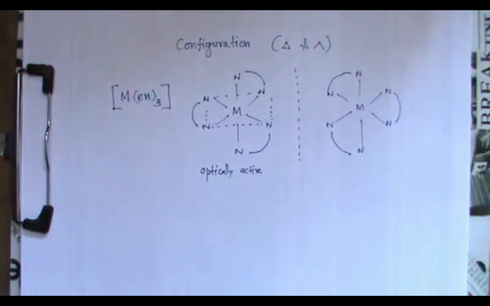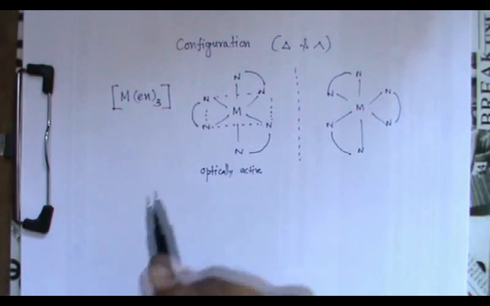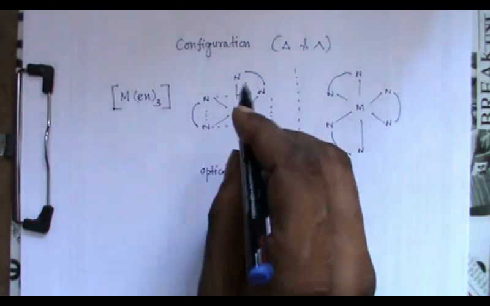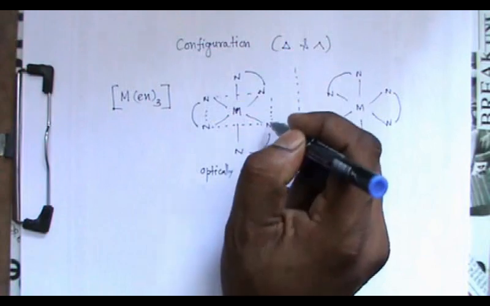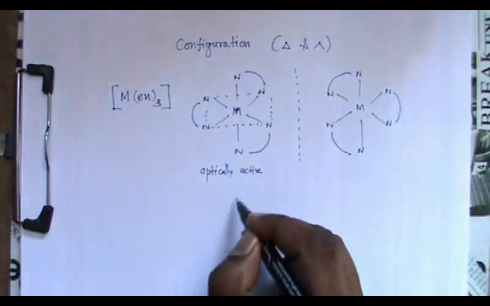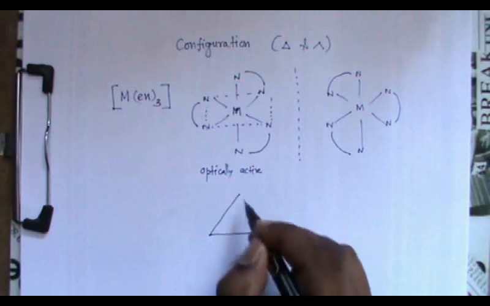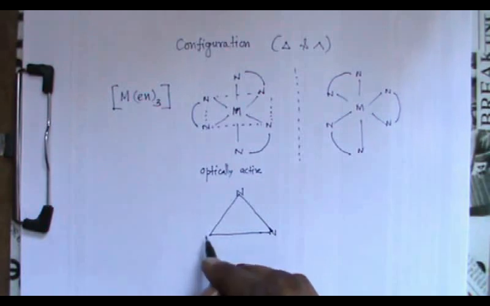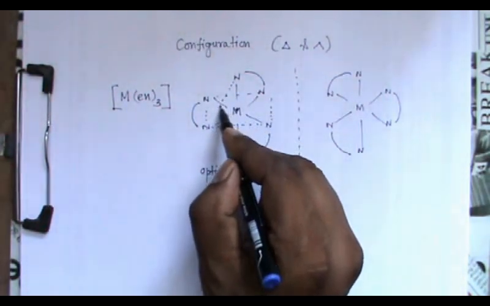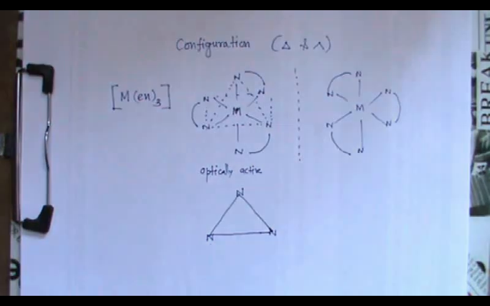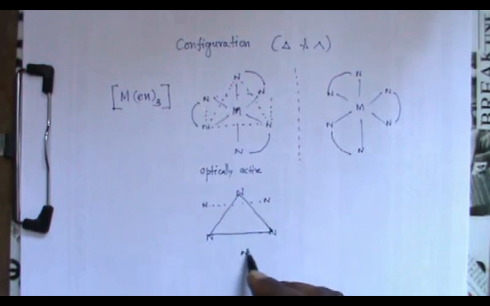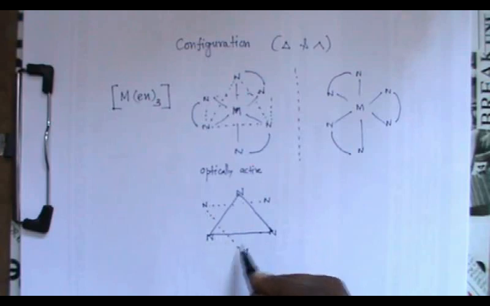To assign the configuration, we look into the molecule through this axis. When we view through this axis, these 3 nitrogen atoms will be in one plane, and they will form the corners of a triangle. I have taken this triangle now. The remaining 3 nitrogen atoms will form another triangle. They will be on the backside, in a different plane.